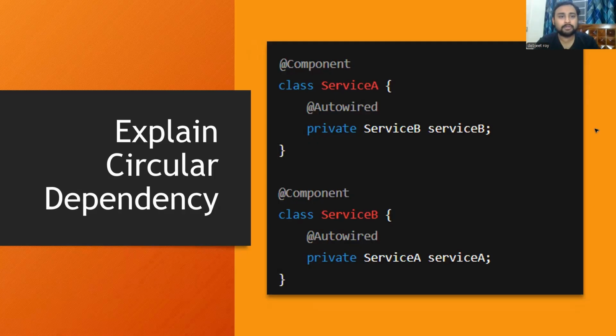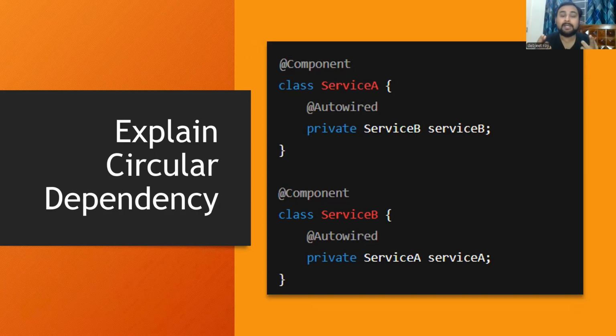This is one of the questions that are asked in client round. The question is, explain circular dependency. So what is basically circular dependency? Circular dependency means there is one Spring managed bean component that the Spring container manages, and within that we are auto wiring different services. Let's suppose service A is one of the Spring managed beans, and within that we are auto wiring service B. And within service B, which is also a component, we are auto wiring service A. So what will happen in this scenario?